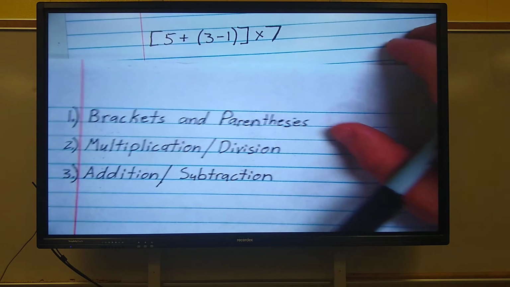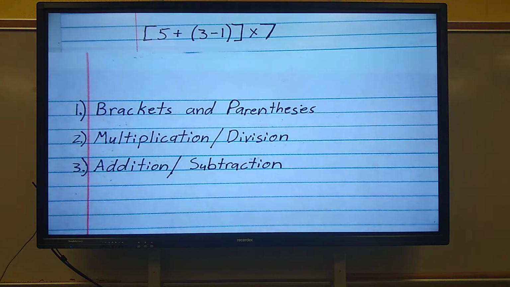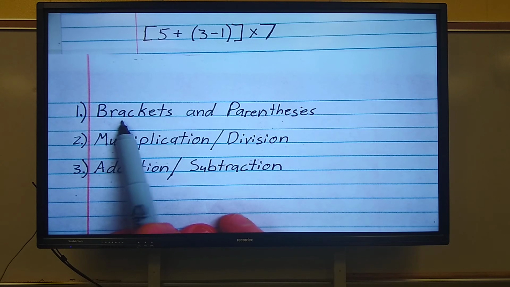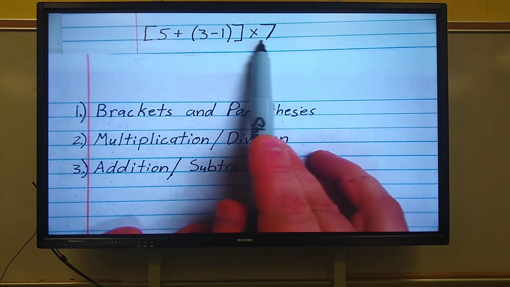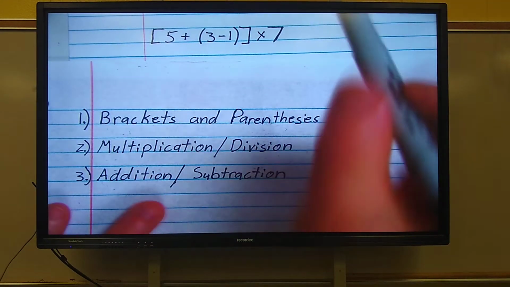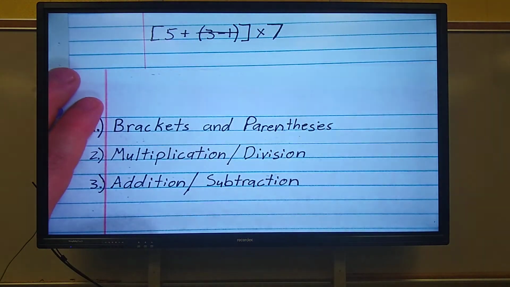Final practice before you get to work. Pause the video. All right. I do have brackets. That means this times 7 is going to be the last thing I do. I've got to solve everything inside the brackets first. Inside the brackets, I do have parentheses. So that is what I'll do first. So 3 minus 1 is 2.